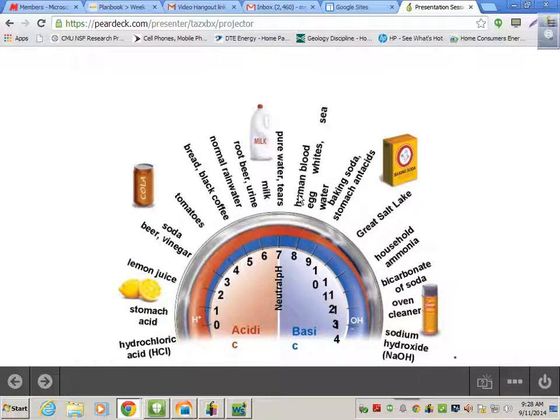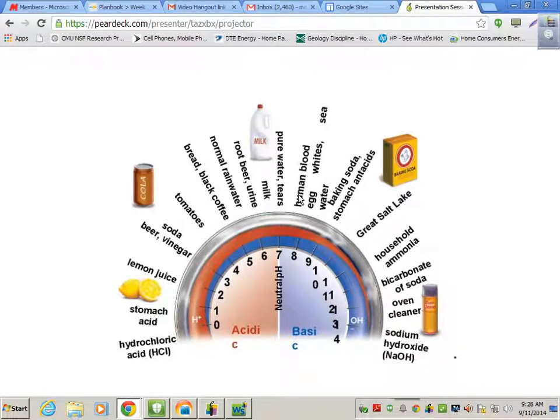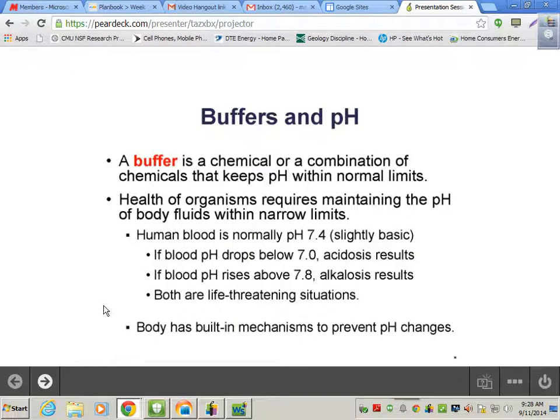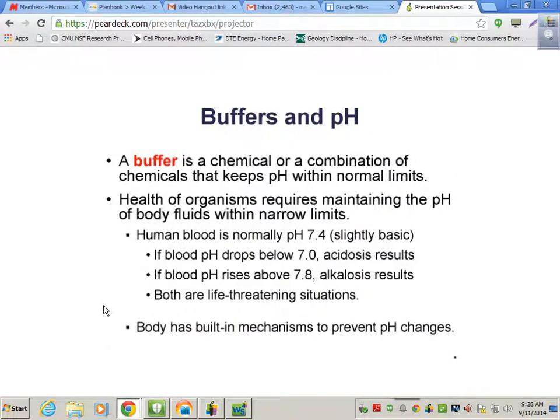Your blood is not just acid or just base, it has both, which means it can buffer these solutions, sort of neutralize them as they come in. A buffer is a chemical or a combination of chemicals that keeps pH within normal limits. The health of organisms requires maintaining the pH of body fluids within a narrow range. We've talked about it. Blood is 7.4, slightly basic. If pH drops below 7, acidosis results. Acidosis is when you start to break things down with acids, like the walls of your arteries and veins.